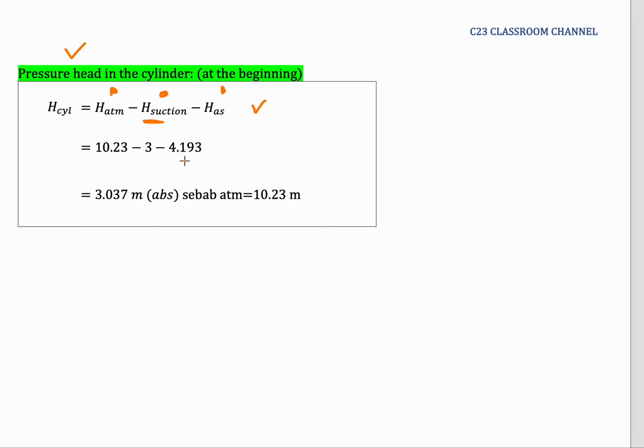So according to this calculation, the pressure head in the cylinder at the beginning is 3.037 meter absolute. Why do we always use absolute here? To show people that this is actually below the atmospheric pressure.